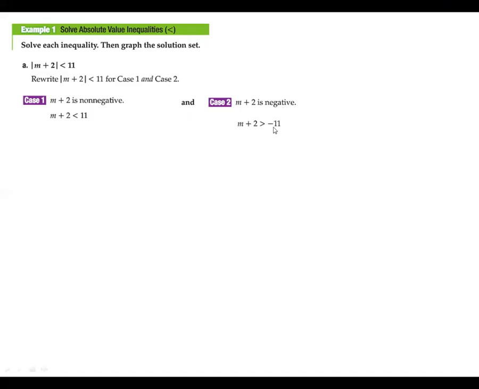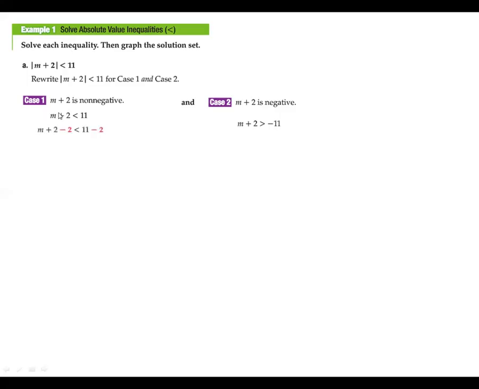Okay, so when it's negative, think about it like this. You're changing the sign on the other number to account for if the inside of the absolute value is negative, so you have to flip the inequality symbol. Okay, don't multiply both sides by a negative or anything like that. Just flip the inequality symbol and make the number negative.